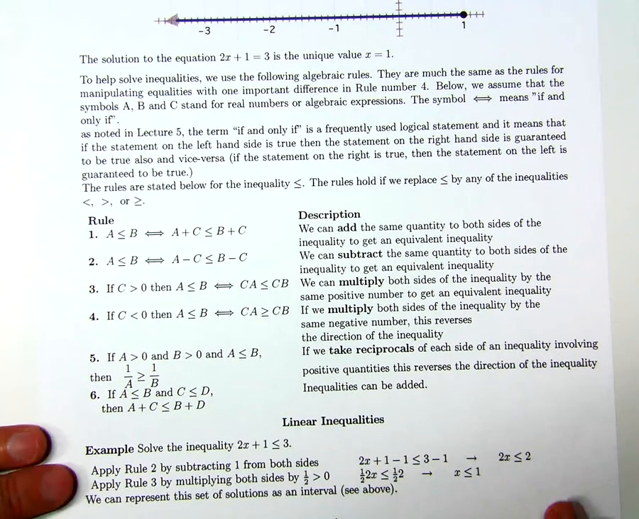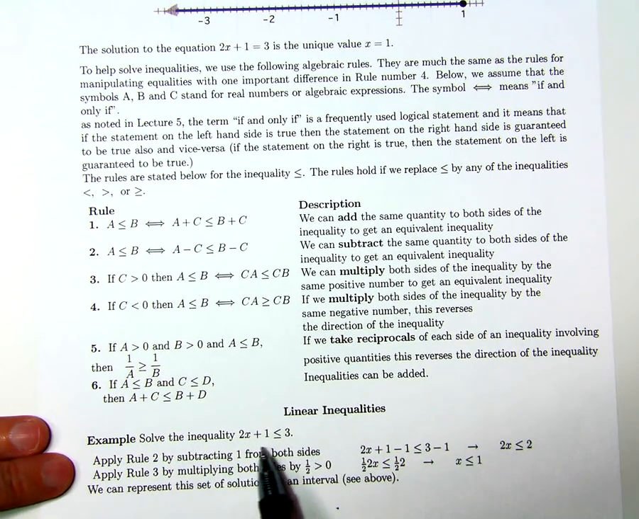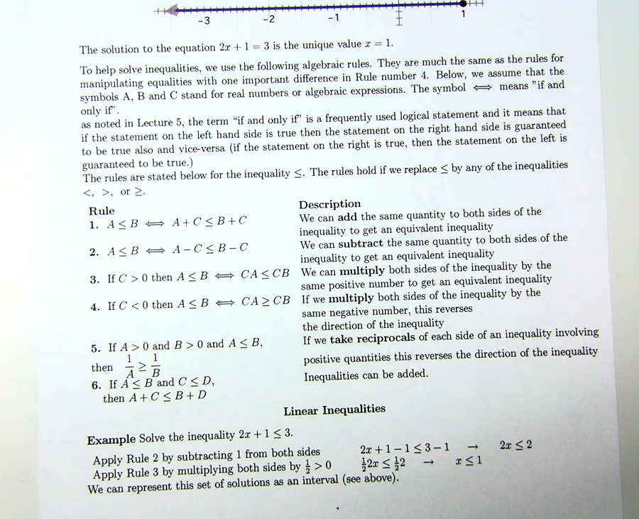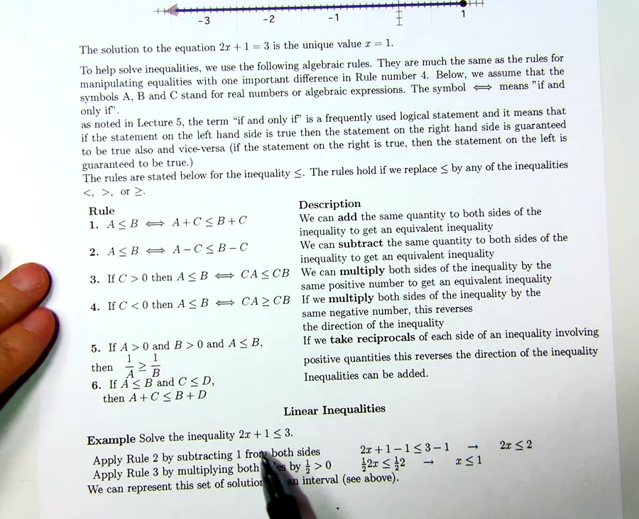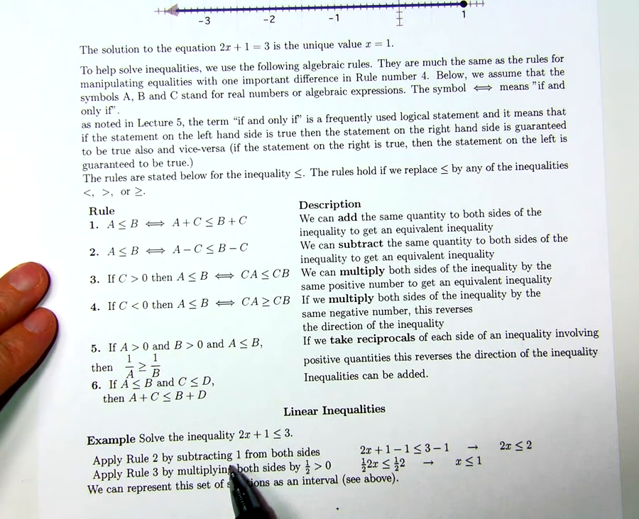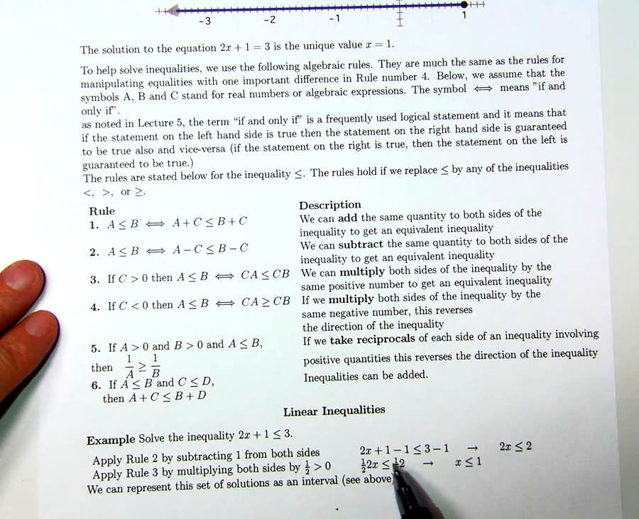Okay, so how would we solve the inequality 2x plus 1 less than or equal to 3? Well, I can eliminate this 1 by subtracting 1 from both sides, and I get 2x plus 1 minus 1 on the left is less than or equal to 3 minus 1, and that gives me a new inequality.